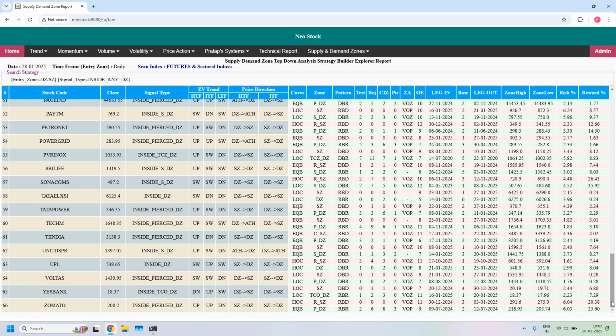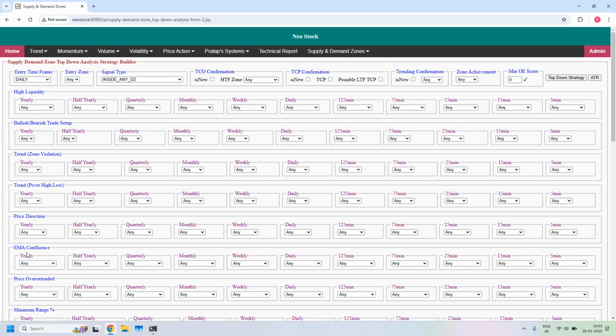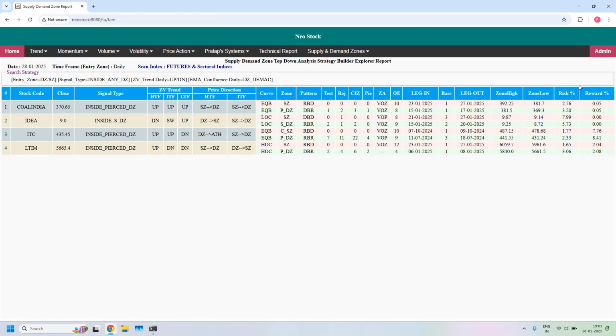So in total, 66 stocks closed inside the daily demand zone. We can further filter this list by setting the high probability parameter: daily demand zone having daily EMA confluence. In the EMA confluence section for the daily time frame, I am enabling the filter daily demand zone having daily EMA confluence, and the trend on the daily time frame should be up or down. Let's filter. Now the list has come down from 66 stocks to 4 stocks.